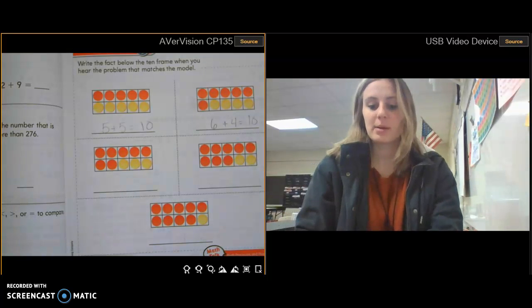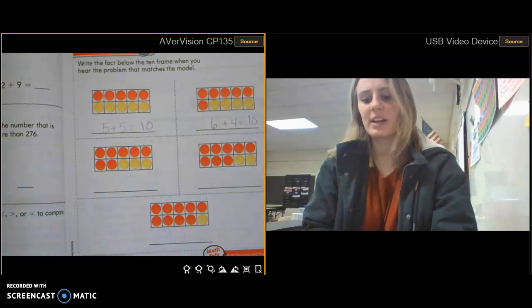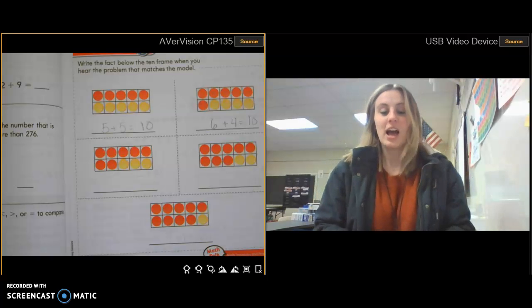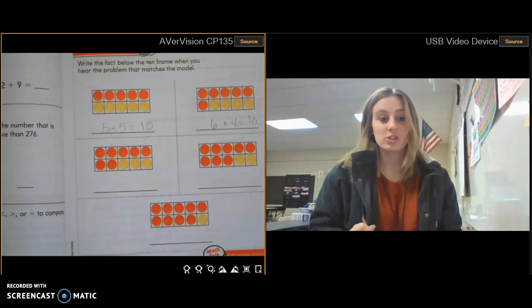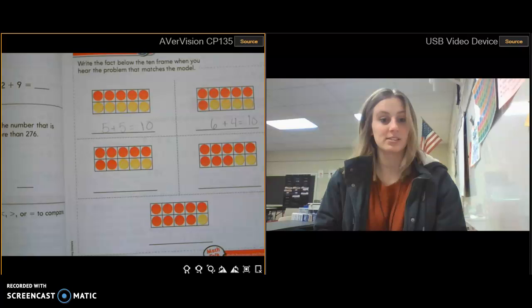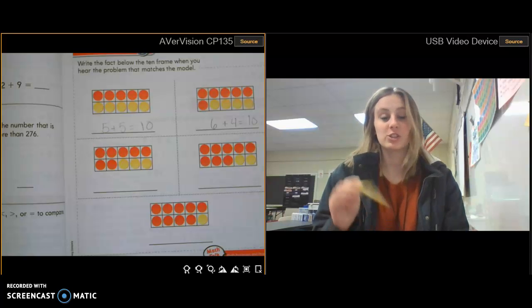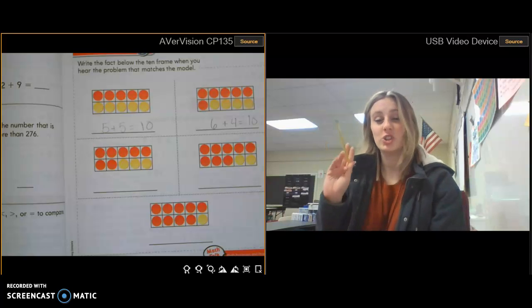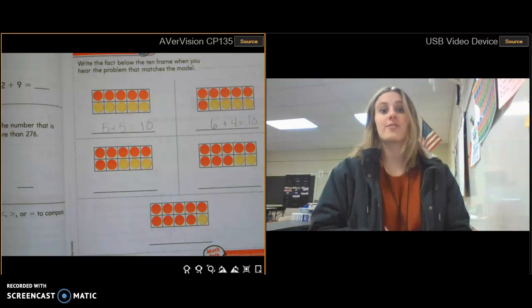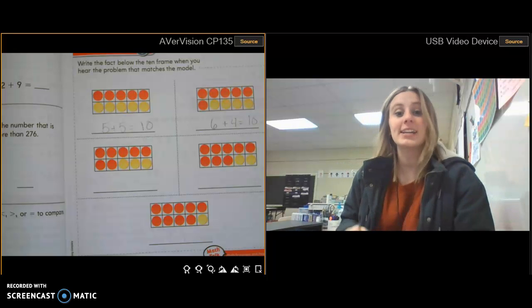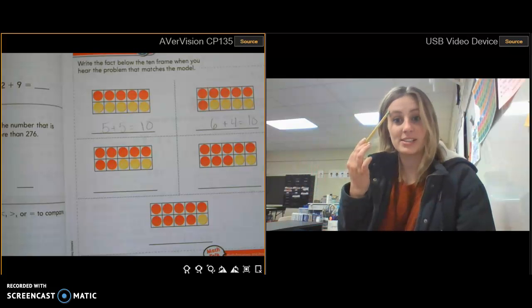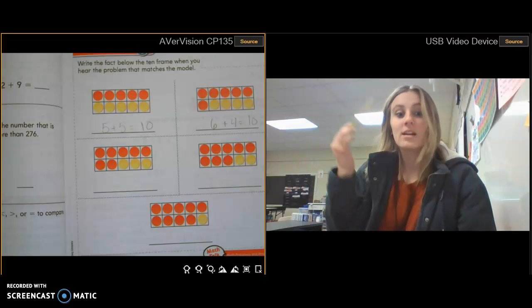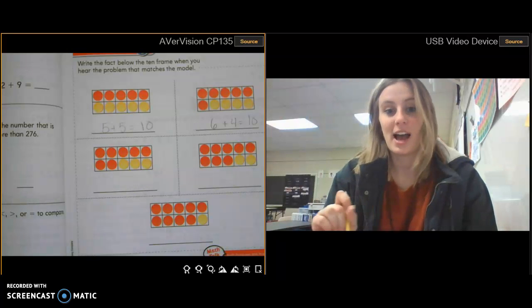Our next problem says this. If I can find the correct one, here it is. I want you to think about what model would show if we have 8 large dogs and 2 small dogs. So we're looking for the tens frame that shows 8 large dogs and 2 small dogs. So the first number we should be looking for is 8, right? So I want you to think for a second which one has 8 right away. This one. I hope that's what you said.